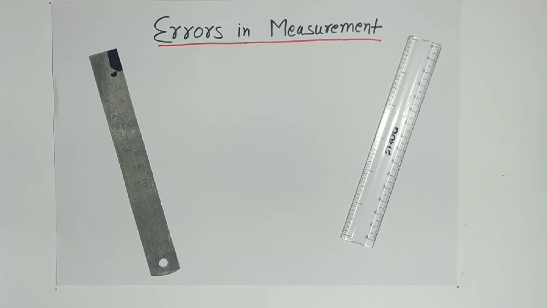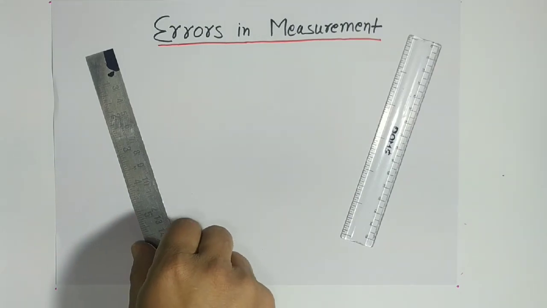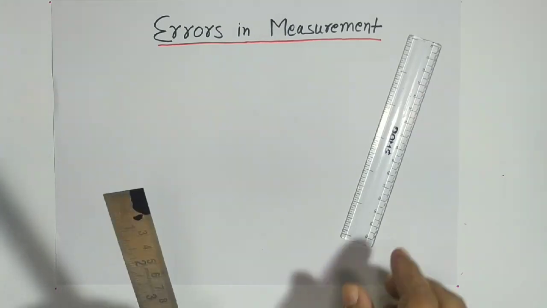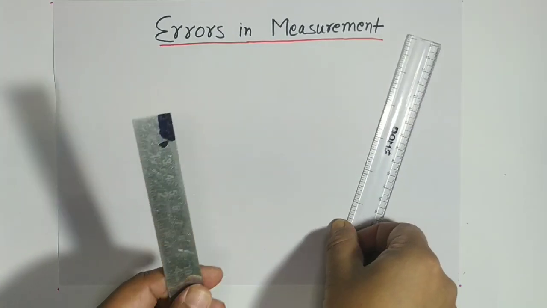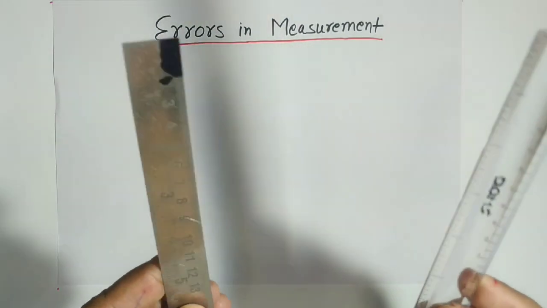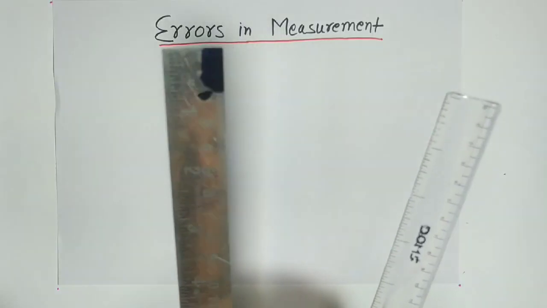Discuss errors in measurement. Dimensions we have discussed. Today we are going to start errors in measurement. You know that errors are a very important part of physics while you do the measuring of different types of things in lab. Now I will give you one example. I have two scales here. One is this, the transparent one, and one is this, the metallic one.